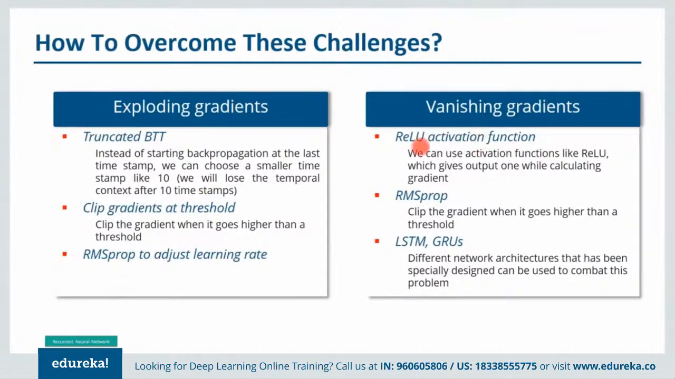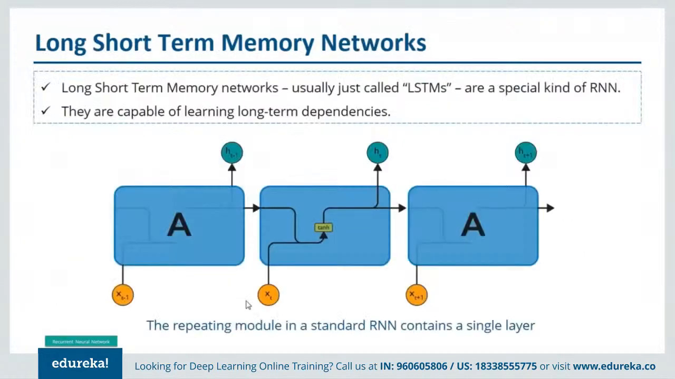Now for vanishing gradient, we can use a ReLU activation function. We have discussed ReLU activation function in the artificial neural network tutorial, guys. Similarly, we can also use LSTMs and GRUs. In this tutorial, we'll be discussing LSTMs, that is, long short-term memory units. Now let us understand what exactly LSTMs are. So guys, we saw the two limitations of recurrent neural networks. Now we'll understand how we can solve them with the help of LSTMs.